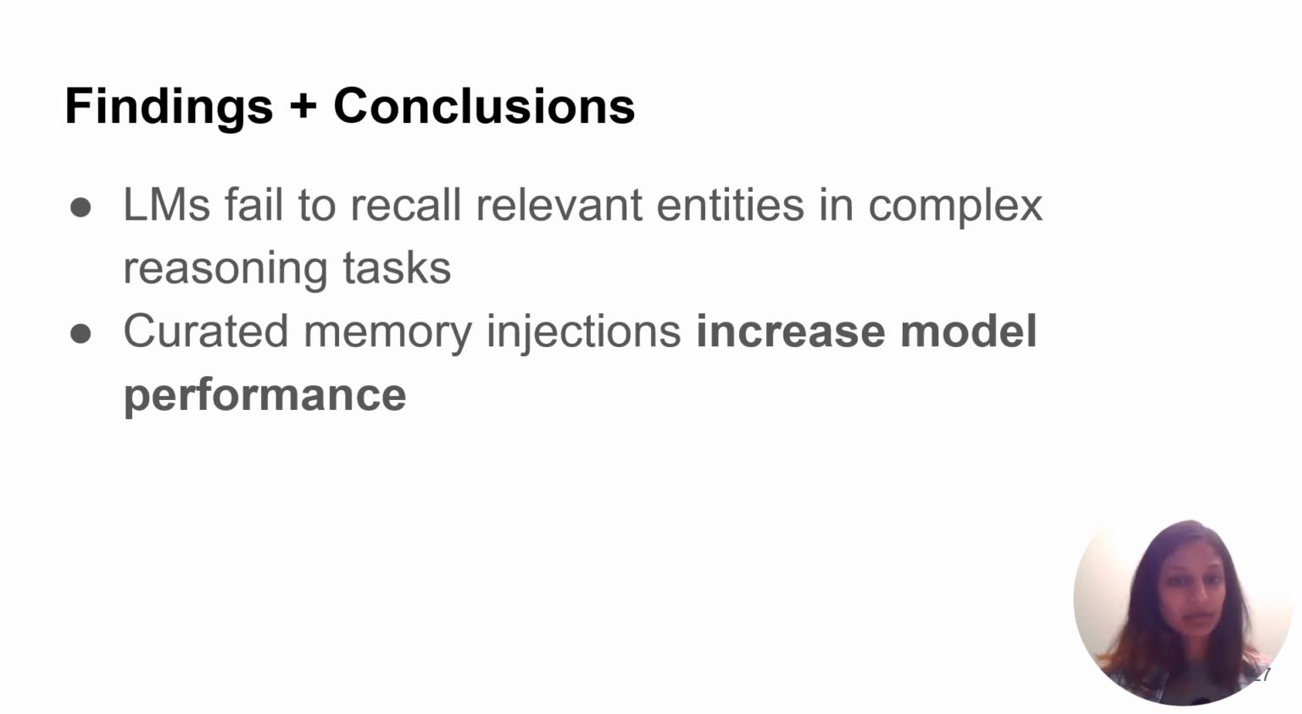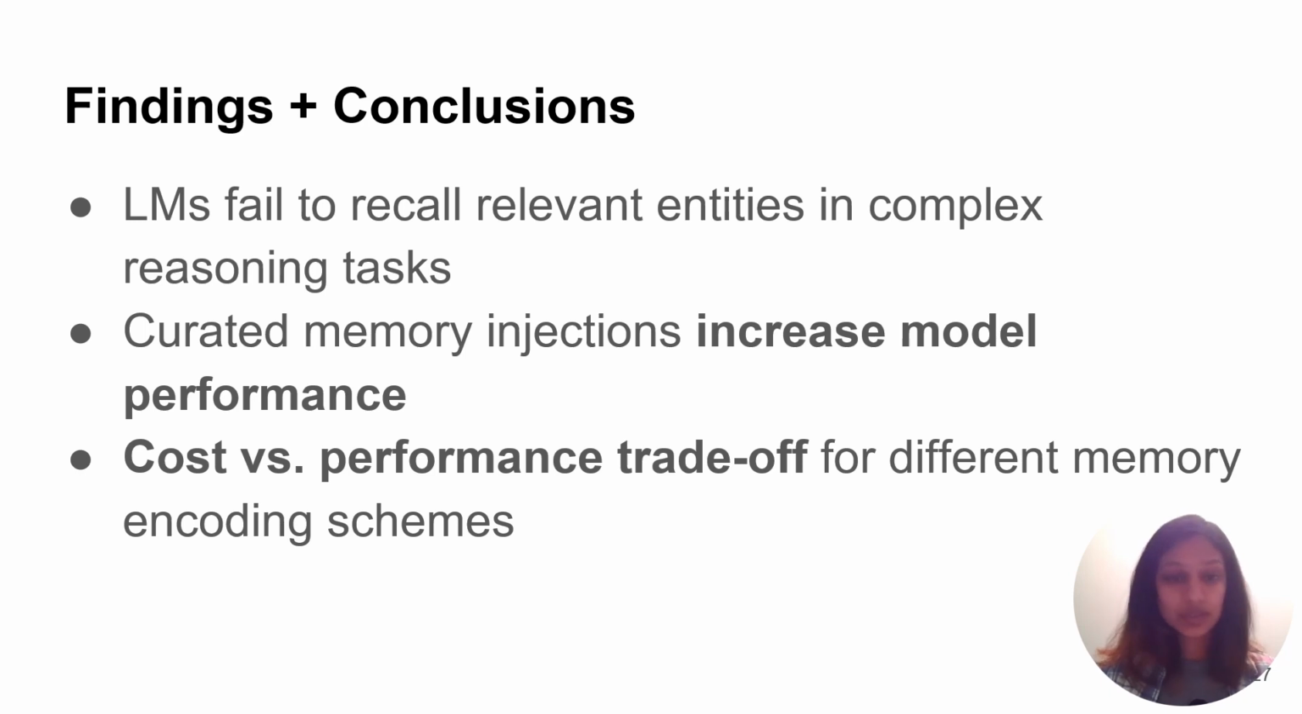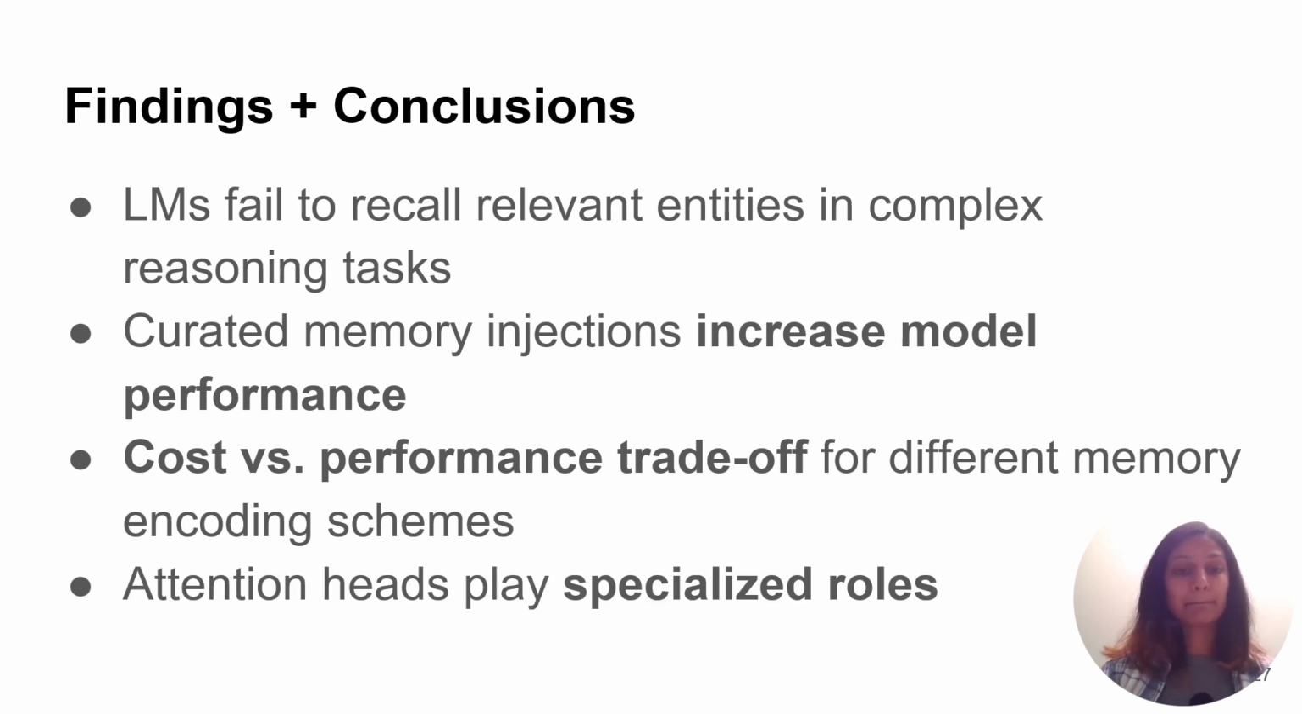We show that curated memory injections, specifically when applied at the correct layer and magnitude, consistently increase model performance. We show a really interesting cost versus performance trade-off for various memory encoding schemes. We considered 3 different memory encoding schemes in this talk. We talked about embedding, unembedding, and layer-wise encoding schemes. And we even gave a couple examples in which you might want to opt for the more computationally costly, but more performance-oriented scheme versus the less computationally costly schemes.